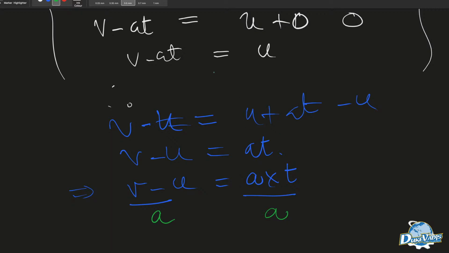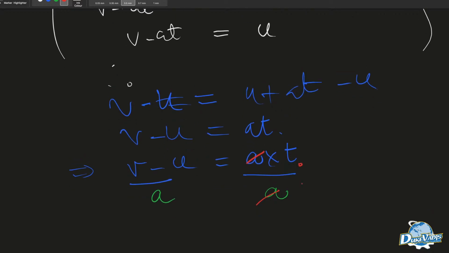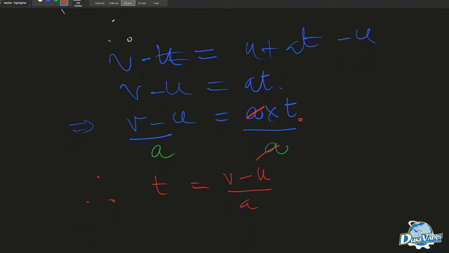you will see that the a will cancel, and we'll be left with t. So we have taken care of t. So t now is equal to v minus u over a. Therefore, our change of subject t is equal to that.